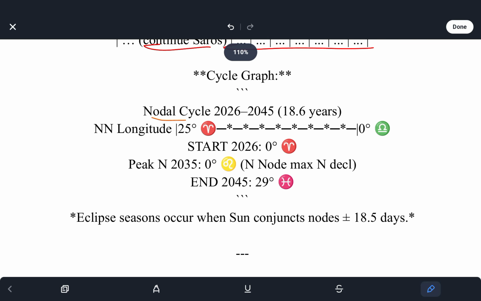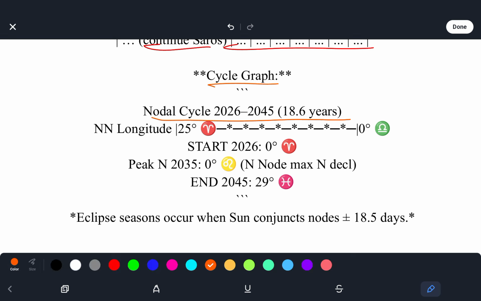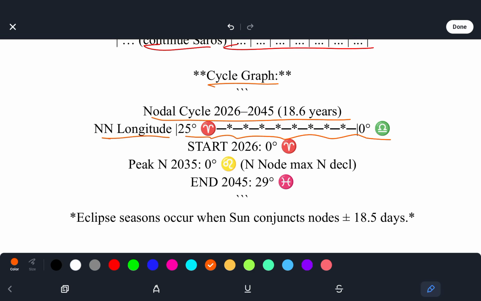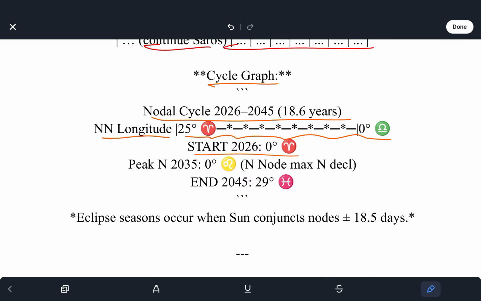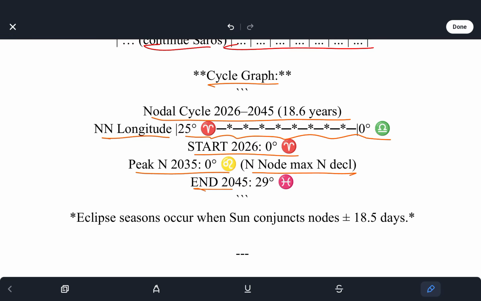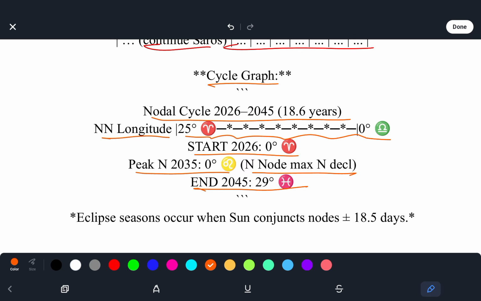And our cycle graph here shows a nodal cycle from 2026 through 2045, 18.6 years. So the North Node longitude shows 25 degrees Aries, and it goes on all the way to 0 degrees Libra. The start of 2026, 0 degrees Aries, peak is 2035, 0 degrees Leo, the North Node max, then North decline. So end of 2045, 29 degrees Pisces. Eclipse seasons occur when the Sun conjuncts the nodes, adding and subtracting 18.5 days.